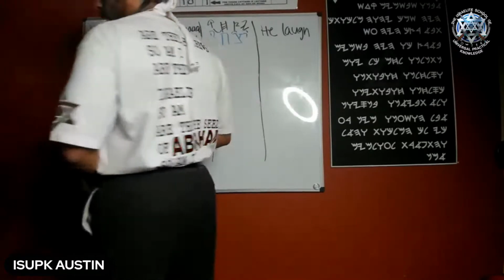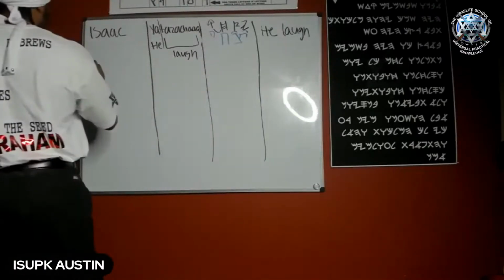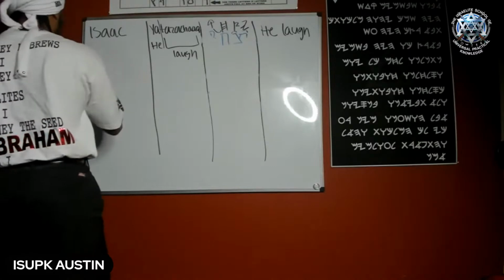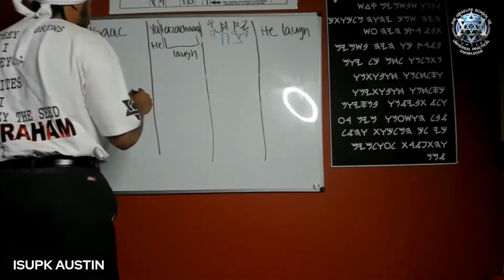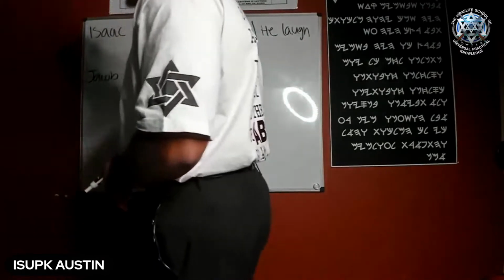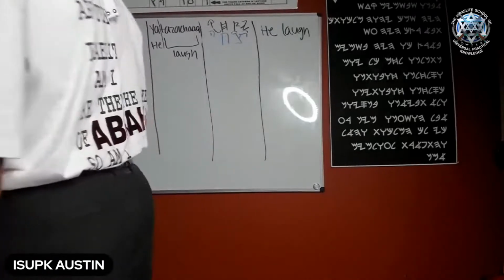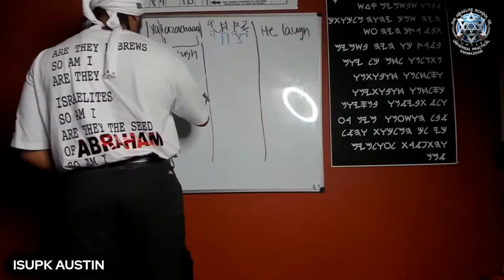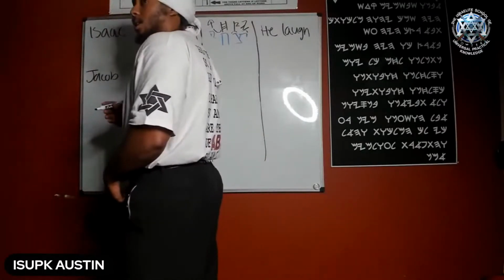Now the next one we have is Jacob. Jacob is what? Come on, you know this. That's the only reason I didn't put it on there, because you know this one already. How do you spell it? Tell me from each character.